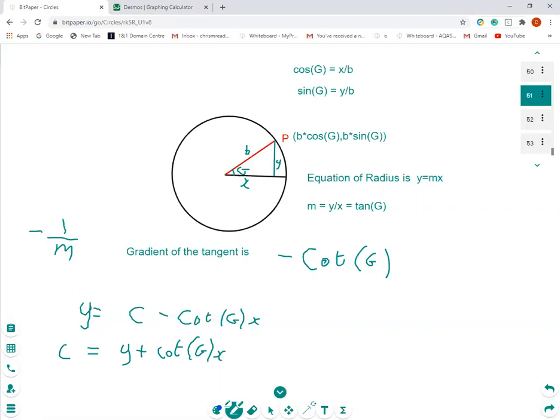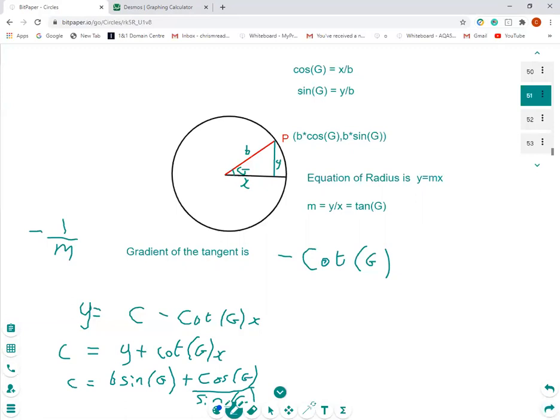And now we're going to use that equation with the values of x and y we know are on the circle, because that's also going to be the point that exists on the tangent. So we can put the values of x and y at P into that equation and get b sine g, which is the value of y at P, plus the cotangent.